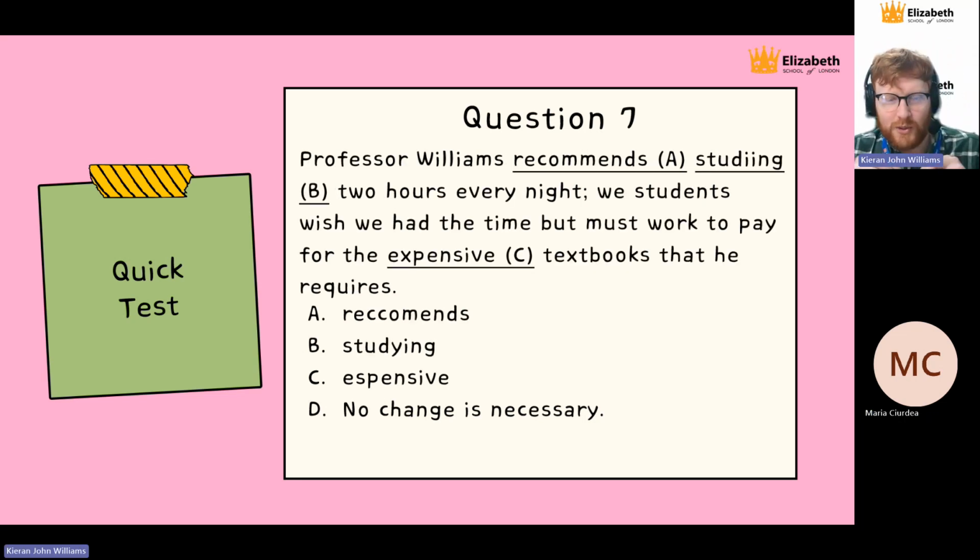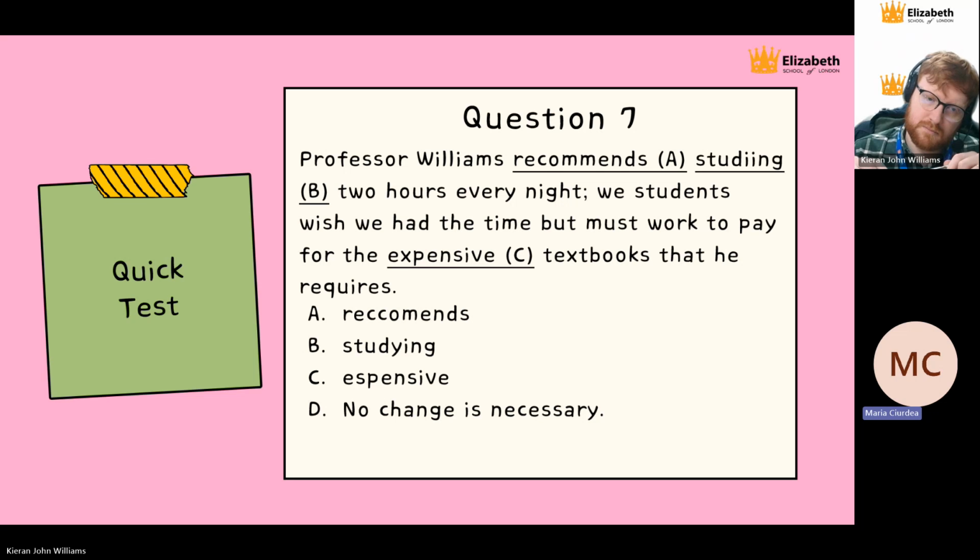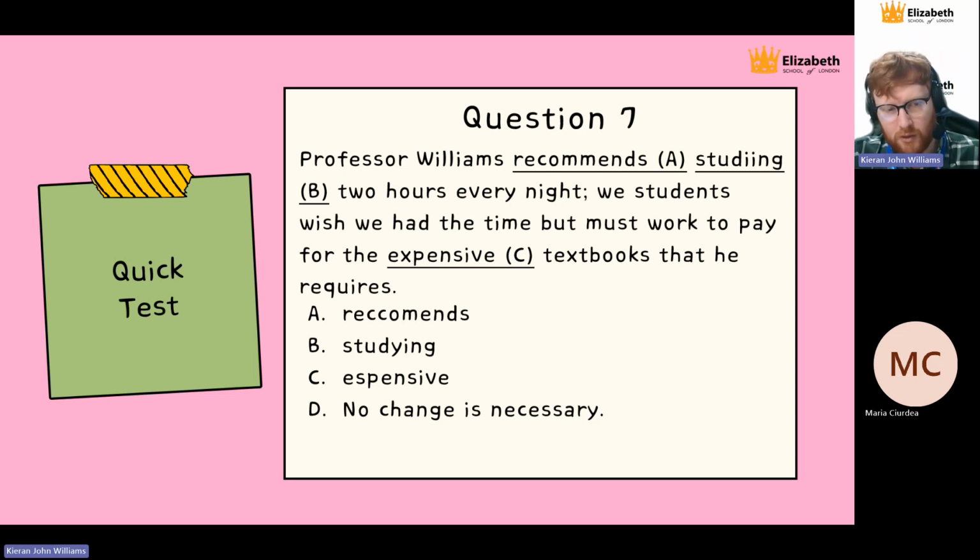Right. Ooh, this is where it gets difficult. So do we need to change A, recommends? Do we need to change B, studying? Or do we need to change C, expensive? Or do we need to change nothing? I think the B we change. All right. Very good. So studying should be Y and then ing.